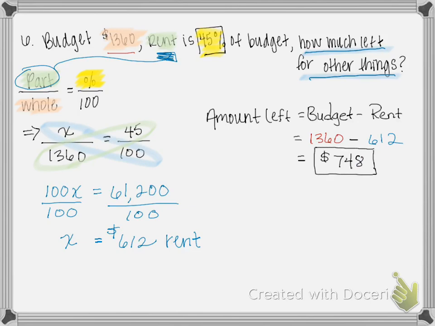So again, two-step problem. You had to figure out the rent over here, then you had to come and actually answer your question and figure out how much is left. So make sure that when you're doing these application problems, you always look back at the problem to see if you answered the correct question.